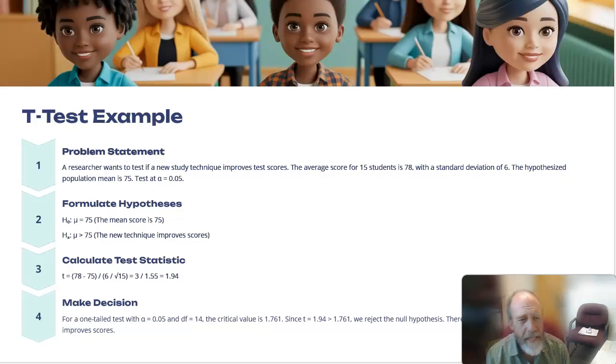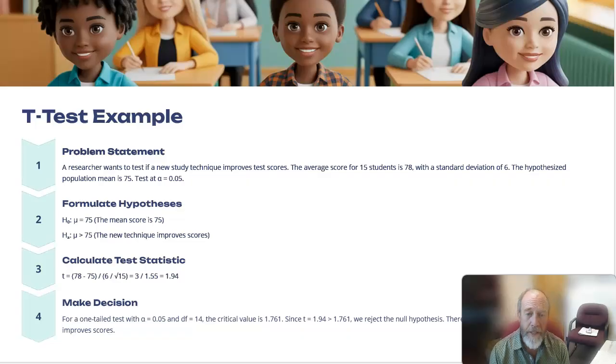But in this case, the greater than 75 is the new technique, because if it's greater than 75, then the new technique must improve scores. So let's see if that mean score is actually, and you can kind of see that the sample was higher than 75, but was it high enough? Was there enough proof?